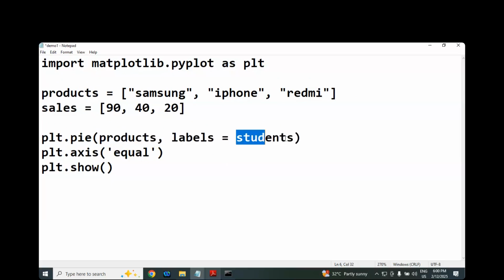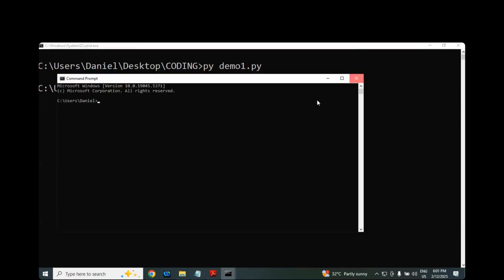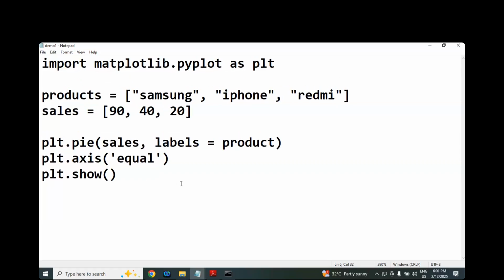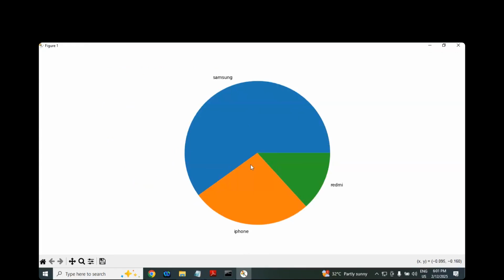Labels equals to, oh sorry, sales. Labels equals to products. Now you will get a clear picture actually. It makes it easy to understand. Anything went wrong? What went wrong? Products spelling mistake. Okay. Good. Straight to the point, it is giving a clear picture. Which product sells more? That's it actually.